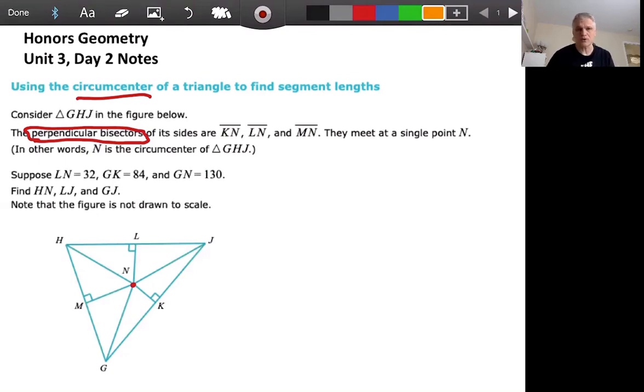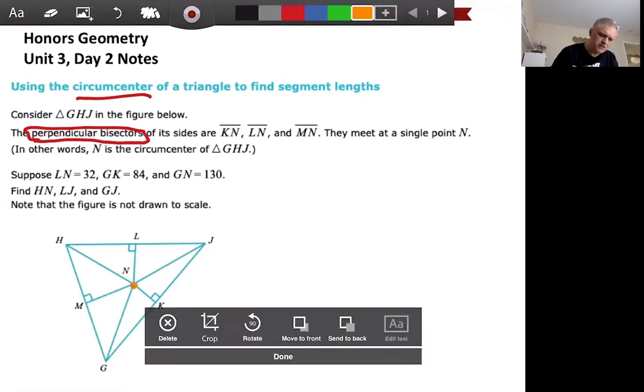Honors Geometry, Unit 3, Day 2 notes. We're going to start right off with some vocab here for you. The circumcenter of a triangle. Circumcenter is the point where all your perpendicular bisectors, well, if it's a triangle, there are three perpendicular bisectors, intersect, or they meet in one point, and that's called your circumcenter.